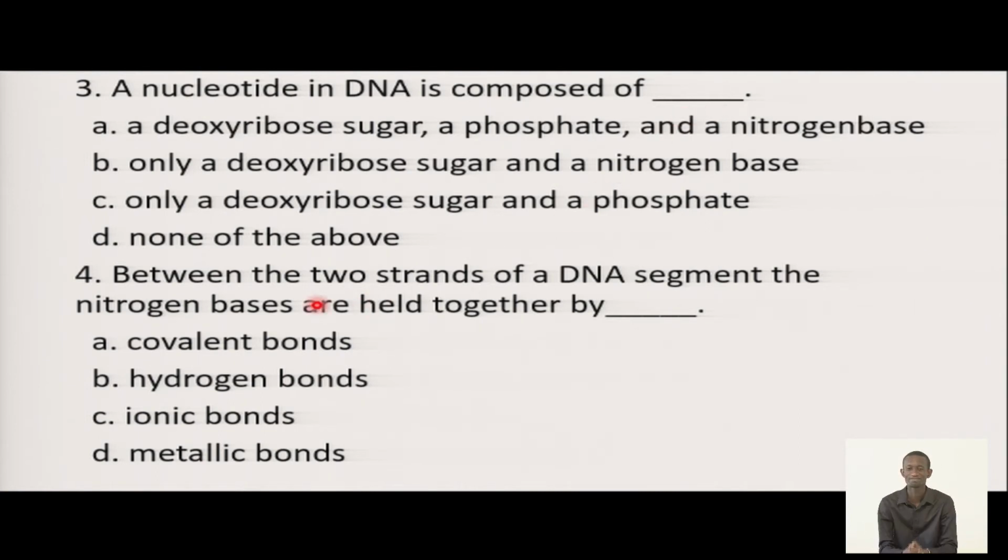Next, numerical. Between the 2 strands of a DNA segment, the nitrogen bases are held together by... DNA. Climb up, go down: sugars, bases, and a phosphate. So is the connection they're asking about a sugar and a phosphate, or a base and another base? They're saying the 2 strands. So a segment of the DNA, like a whole zip, and then you cut it in half. So between one strand and another, remember the ladder.